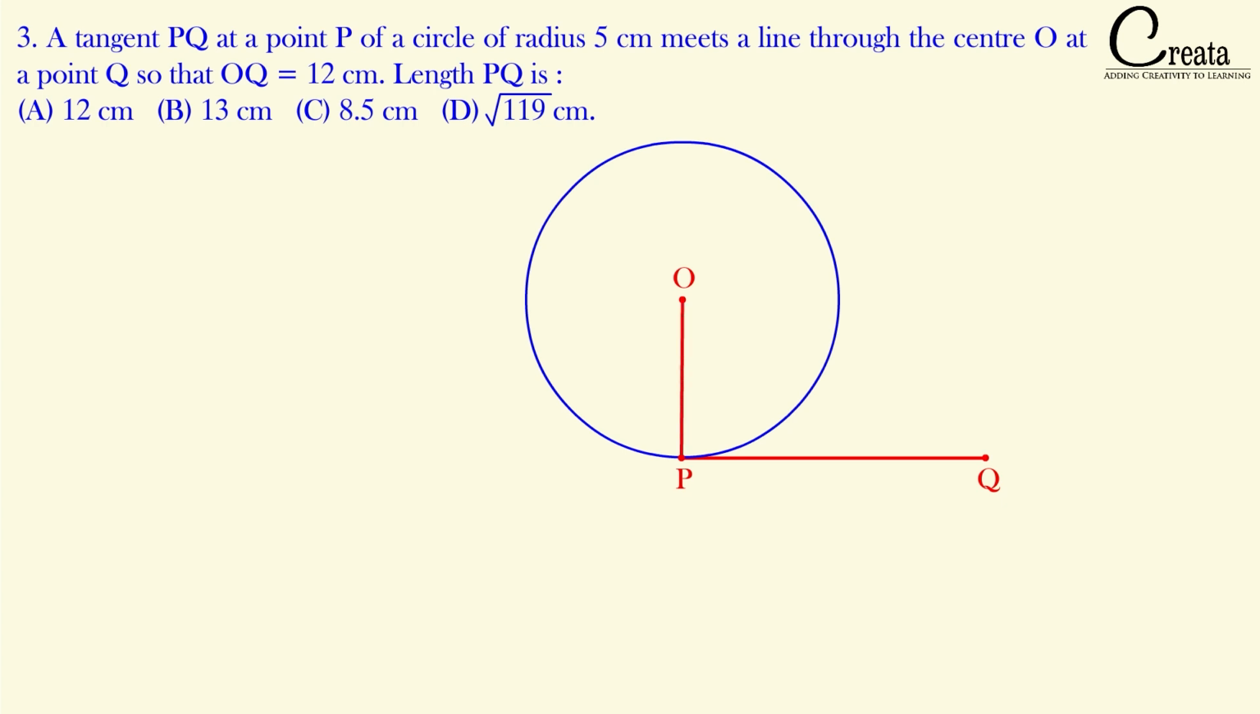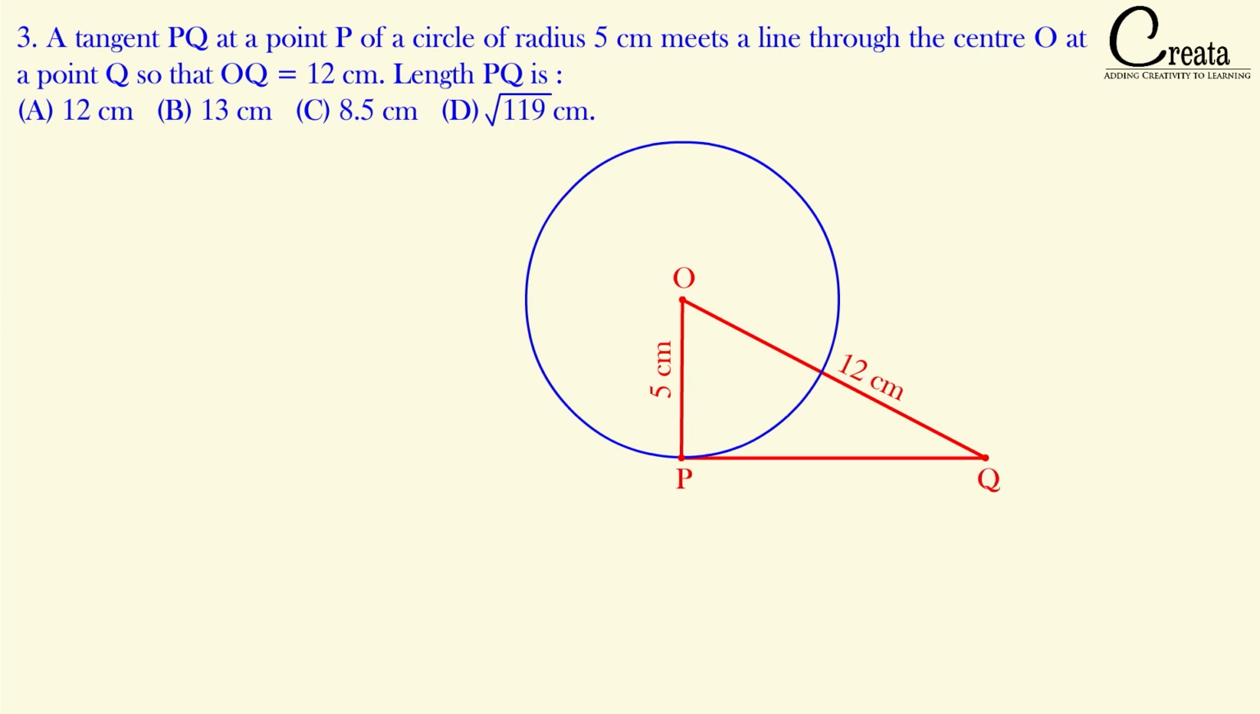The radius of the circle is given as 5 cm. And if we join O and Q, it is given as 12 cm. OP, that is the radius, is given as 5 cm. OQ is given as 12 cm. And we have to find length PQ.